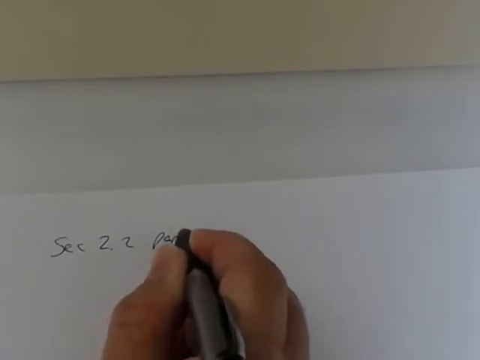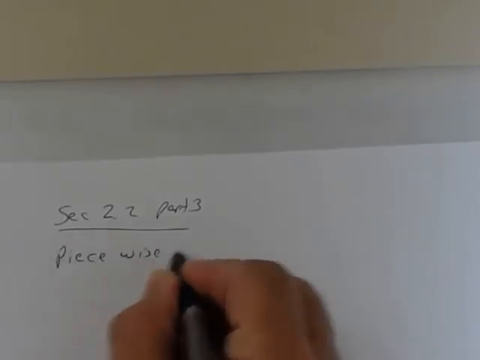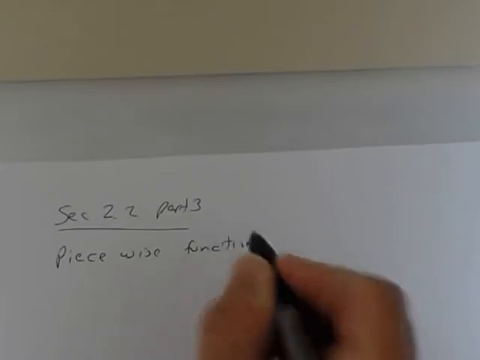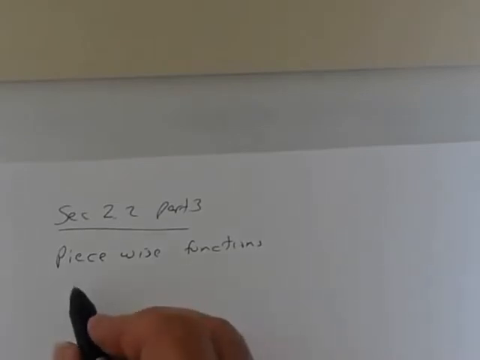Now, listen carefully. So this is going to help you with section 2.2, part 3. Okay, so we're going to start looking at piecewise functions. And all we're interested in here in this course is linear functions. So you're going to be graphing lines in particular. And so it's going to look like this.